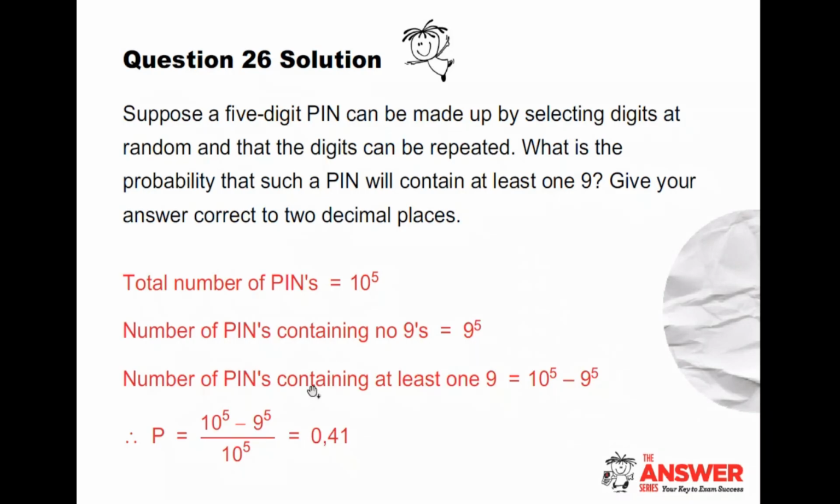So how many pins must contain at least one 9? It's the total number of pins minus the number of pins containing no 9s. But the question didn't even ask that. It asked what's the probability, which means I need to keep going. So it's that answer divided by the total number of pins. So there's question 26.